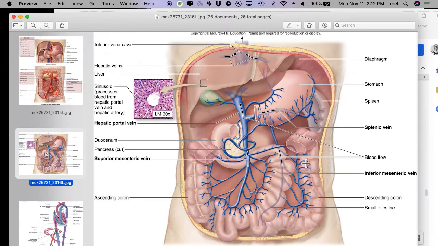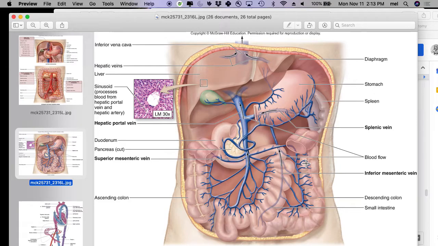Hepatic portal vein. A portal vein breaks the rules of circulation in this way. Circulation generally goes heart, arteries, arterioles, capillaries, venules, veins, heart, right? But a portal vein goes heart, arteries, arterioles, capillaries, portal vein, another set of capillaries, venules, veins, heart. So what it does is it puts two groups of capillaries in series, because everything that came from these capillaries needs to go to these capillaries before it goes back into circulation. That's what a portal vein does.